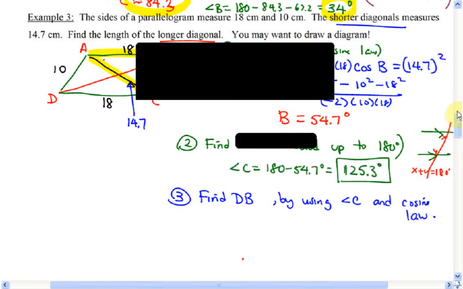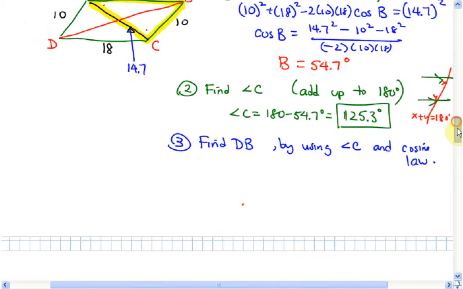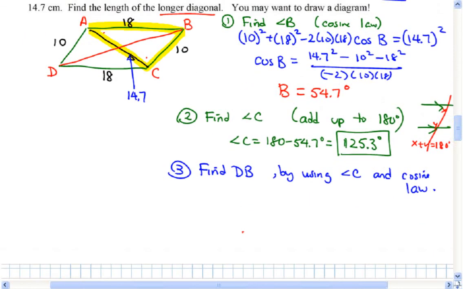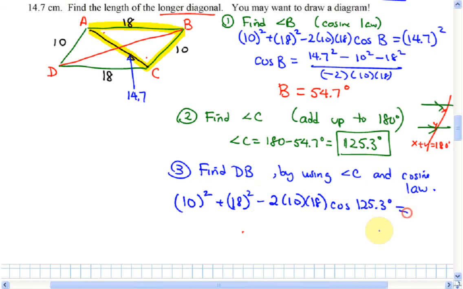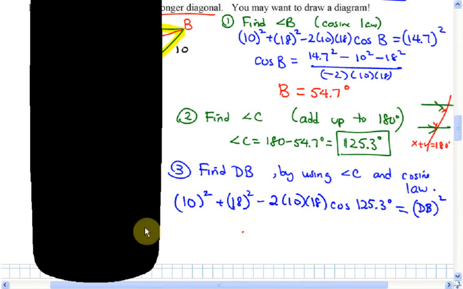But for dB here, the length of dB, I will say the following. I've got my A, which is 10. Got my B, which is 18, minus 2 times 10 times 18 times cosine of that angle 125.3. And that equals dB all squared. So I'm going to type all this into my calculator now: 10 squared plus 18 squared minus 2 times 10 times 18 times cos 125.3. 632 point blah blah blah.